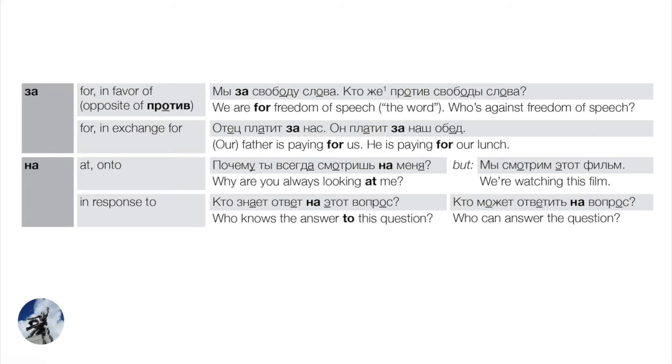Okay, the most literal meaning of на is onto, right? Or in some cases, at. Right? Почему ты всегда смотришь на меня? Why are you always looking at me? Right? There's the accusative, меня. Мы смотрим этот фильм. Right? Now again, if you're watching a film or movie, you don't use на, as we just mentioned. Okay, and then again, we've seen this in response to кто знает ответ на этот вопрос? Who knows the answer to this question? Кто может ответить на вопрос? Who can answer the question?